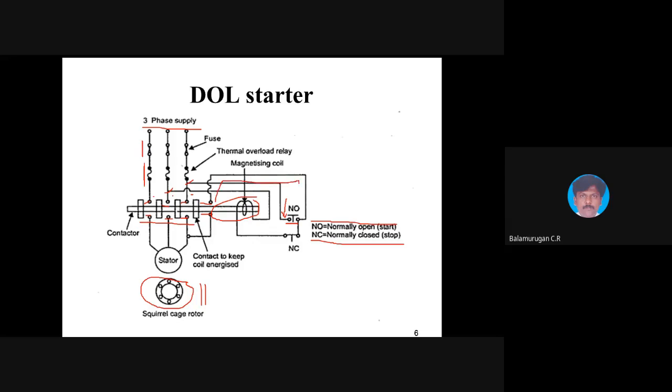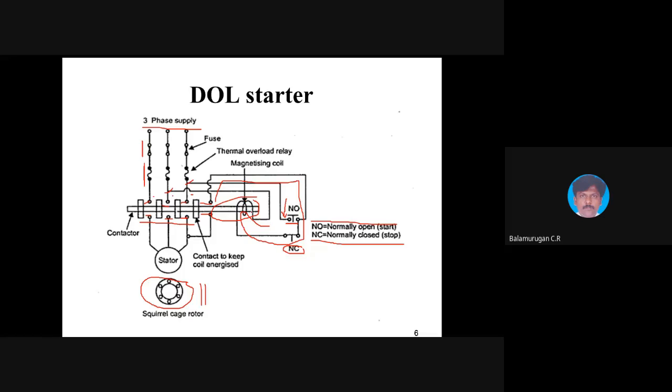Through the normally closed contacts and this winding, this will be in closed condition. Once the coil gets energized, the push button will be released. And if you want to stop, if you press this normally closed contact and open it, it will de-energize the magnetizing coil. So the start button is used to energize the magnetizing coil, and the stop button is used to de-energize it.